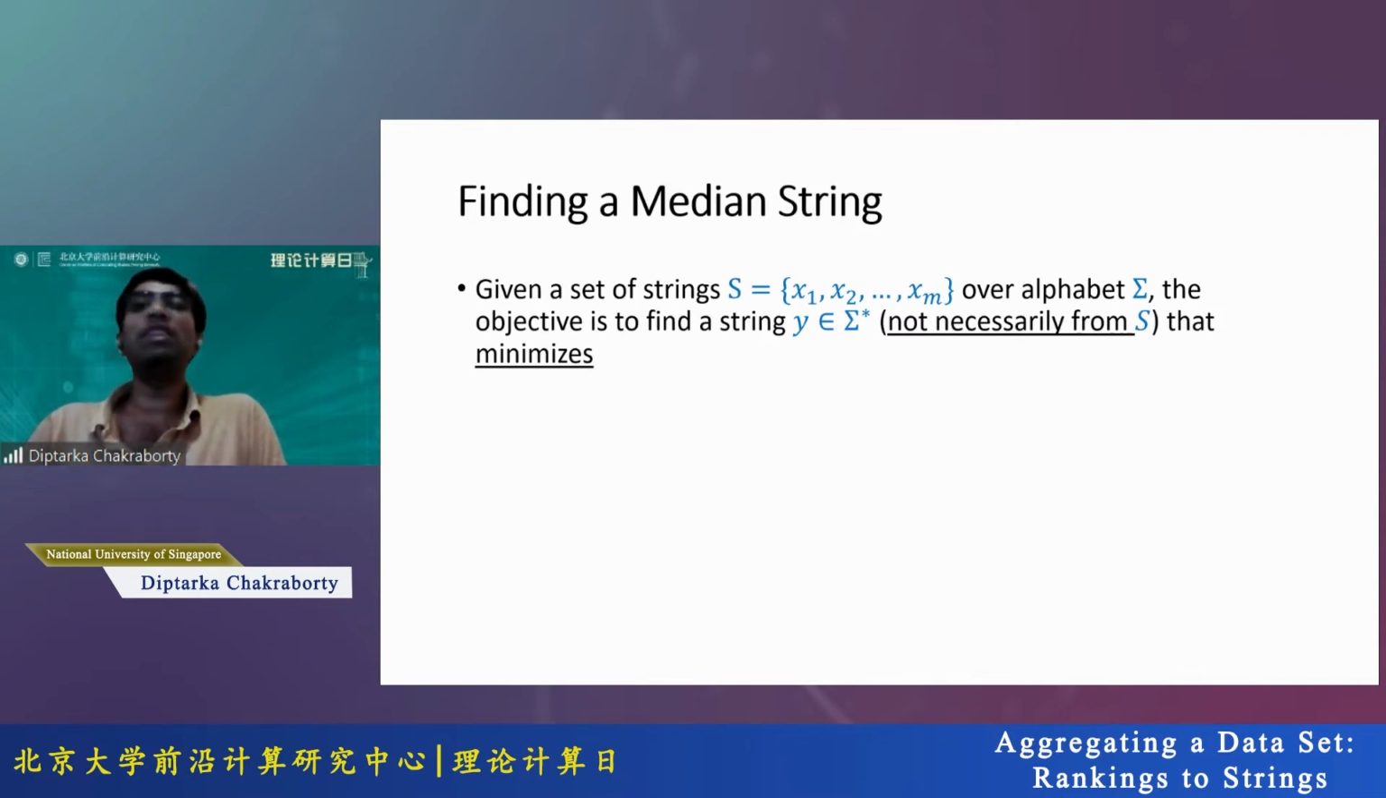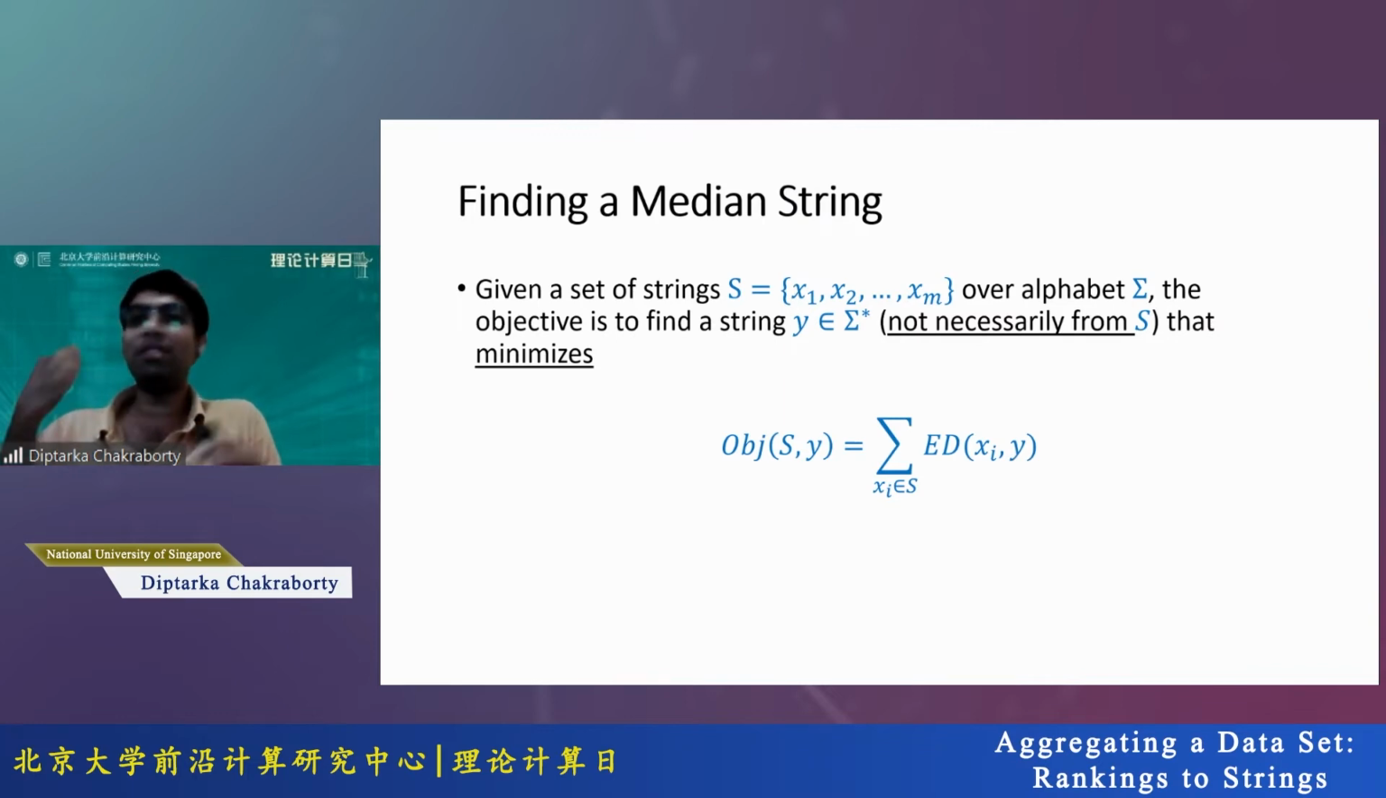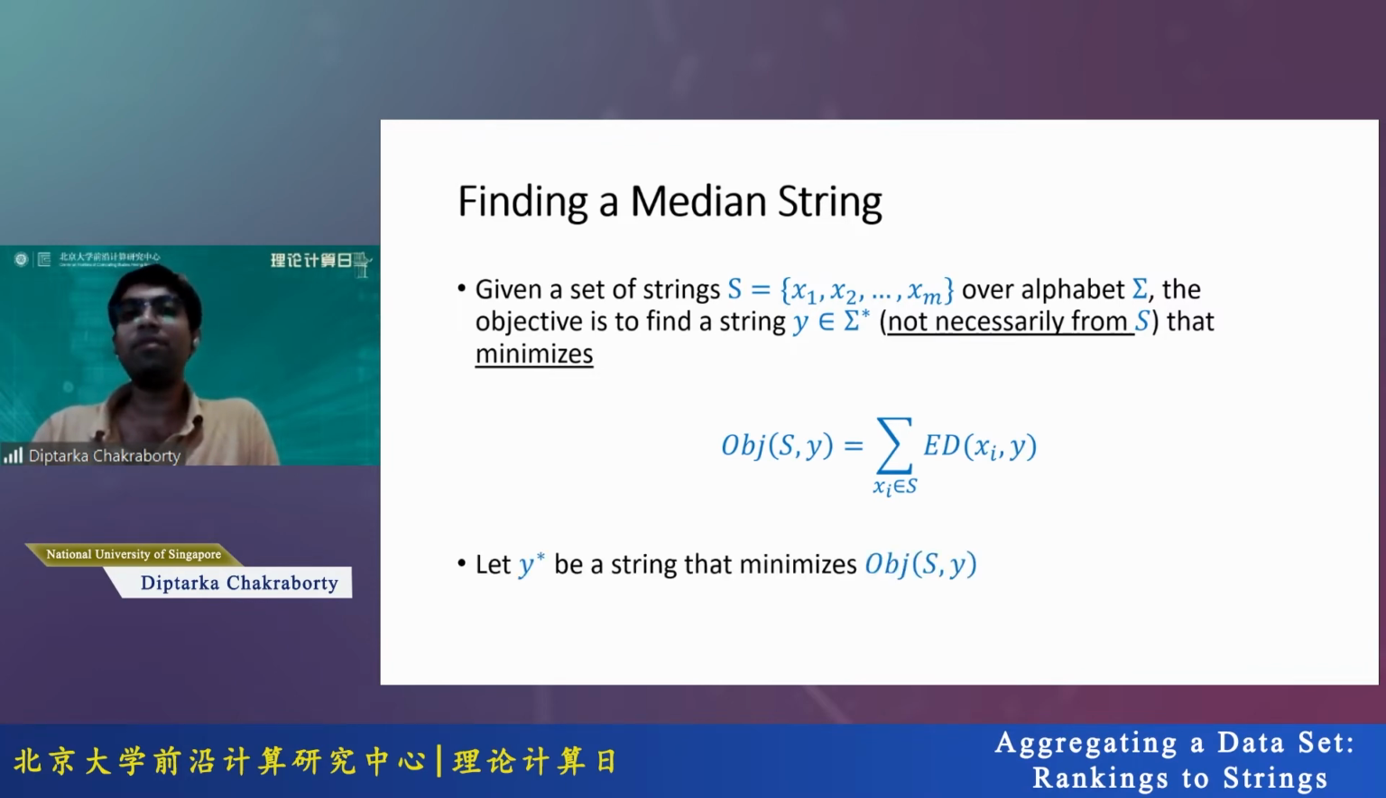So what is the median? Given a set of strings over some alphabet, our objective is to find one particular string, and that string need not be from the input data. It should be from the ambient space, such that it minimizes the sum of distances to all the points. Here I am only focusing on edit distance, but the median can be defined for any metric. Just replace this distance with some metric. People have studied this median problem with respect to different metrics, and the complexity changes depending on the metric. The Y star that minimizes this objective value is called the median.